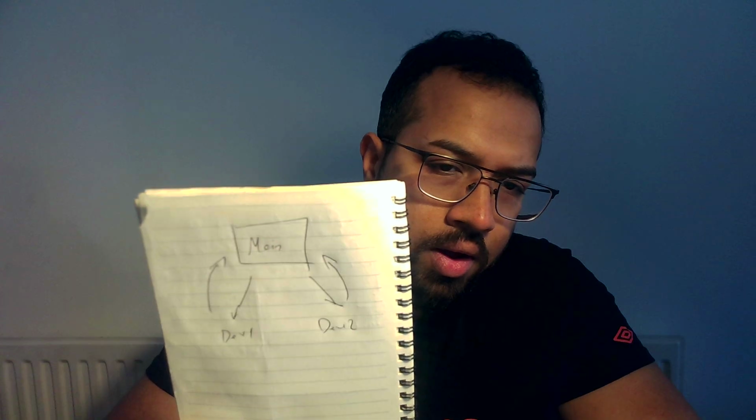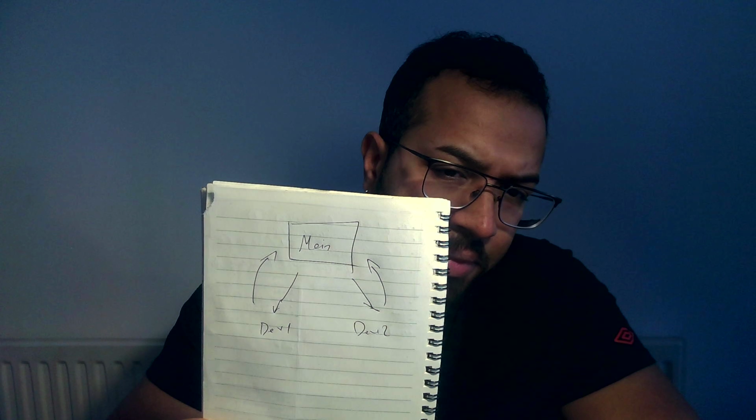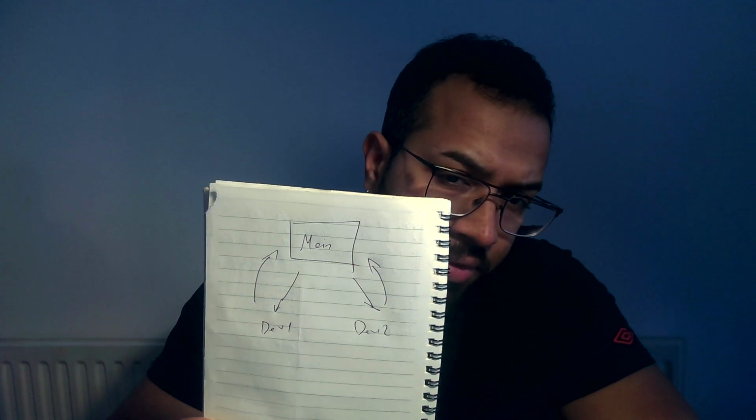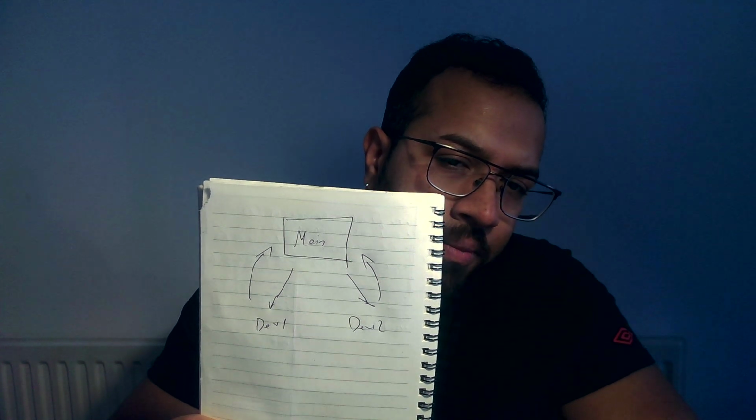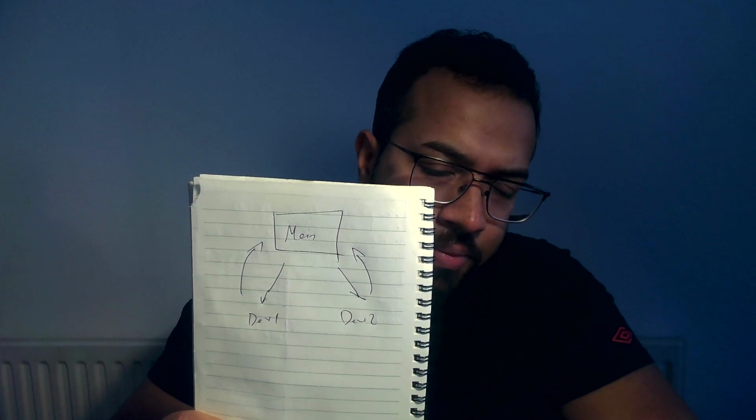So I'll just show you how trunk-based development looks. Let me just draw something here. You've got the main branch, dev 1, dev 2. So this is how it looks. You've got the main branch. Developer one pulls the code, pushes it back up. Developer two pulls the code, pushes it back up.